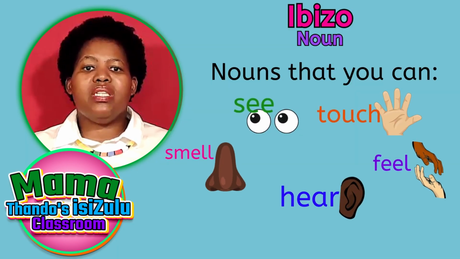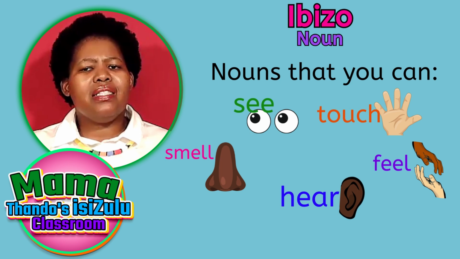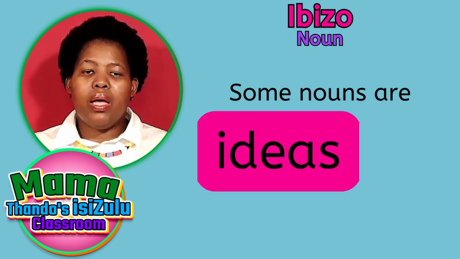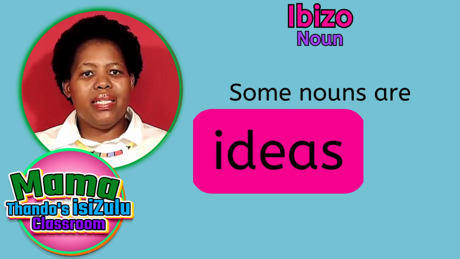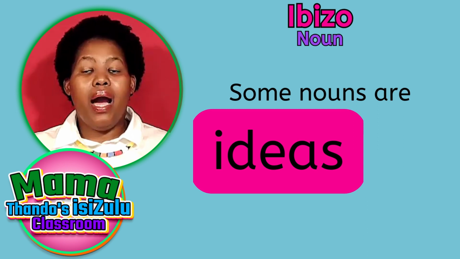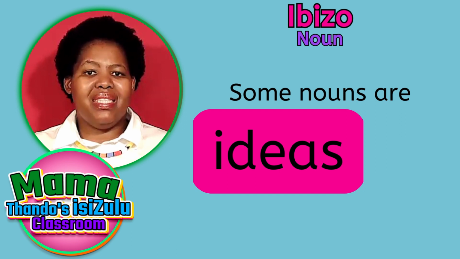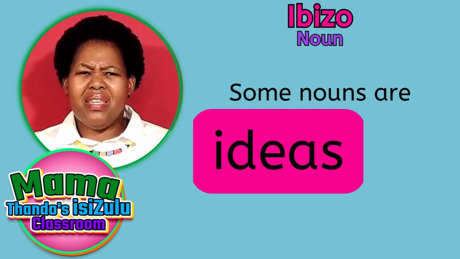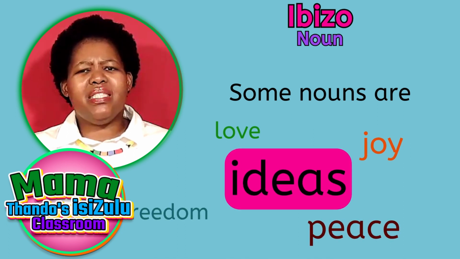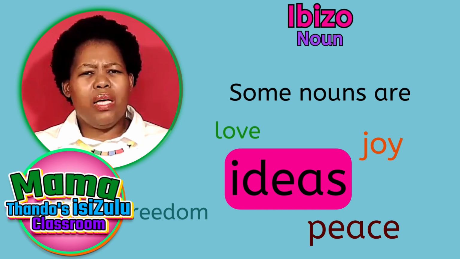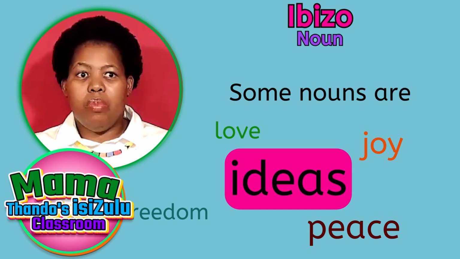All the nouns I've mentioned are things that you can see, touch, smell, feel, or hear. Nouns are also ideas. And well, ideas are not easy to explain, but they are there. Even if we can't see them, we can't touch them, we can't smell them, but they do exist. We can mostly feel them, like love, peace, freedom, joy. Those are all nouns, just like the ones I mentioned earlier, girl, boy, and so on.